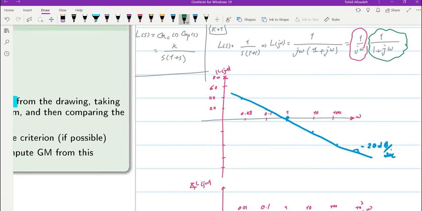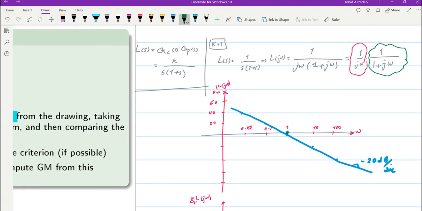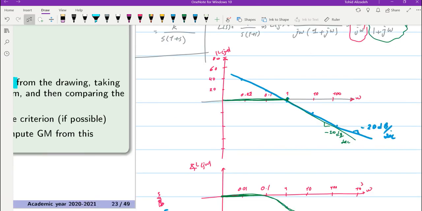In terms of amplitude, at omega equal to 1, it will be approximately equal to 0 dB. Before that, it will be 0 dB with a slope of 0 dB per decade. And after that, we will have minus 20 decibel per decade. Okay, so this is the approximate one. And now we can combine these with each other. If we combine them, we will get the amplitude plot like this.